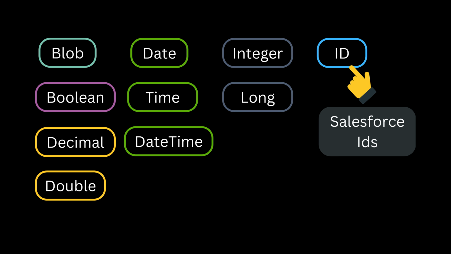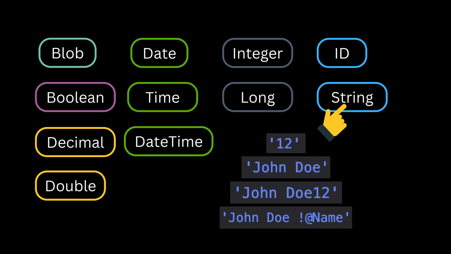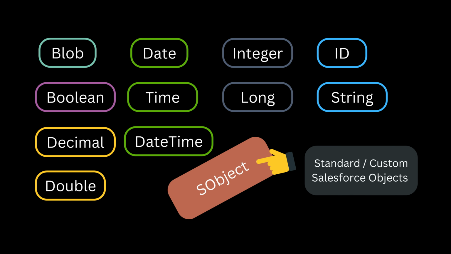ID data type can hold any 18-character ID that Salesforce generates for all of its components within the platform. It could be either the record ID, page layout, record types, etc. String data type can hold individual or combined values of characters, numbers, or even special characters. Anything represented as single quotes applied to the start and end of value acts as a string.